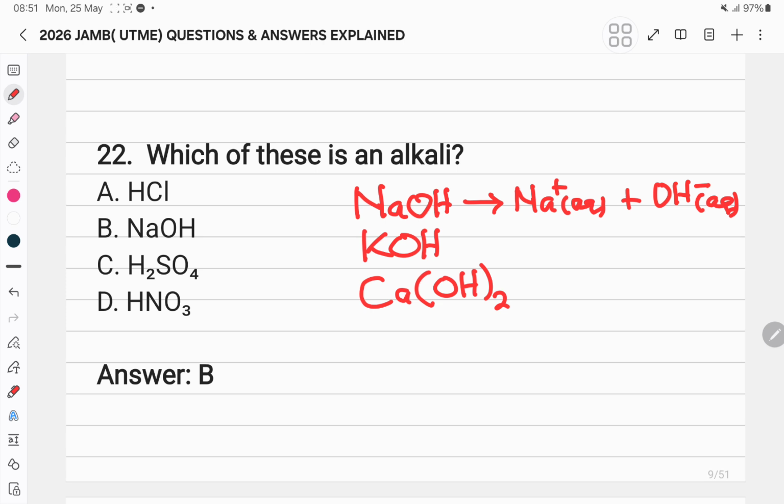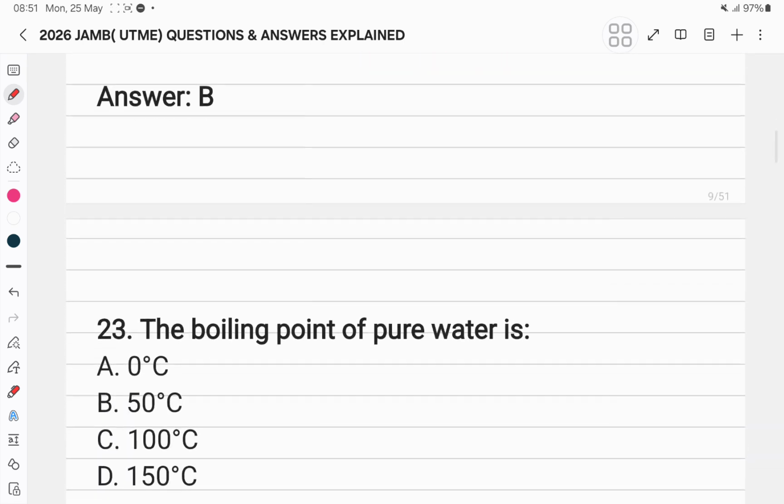The acids in these options are strong acids: HCl, H2SO4, and HNO3. So the only alkali is B, sodium hydroxide.